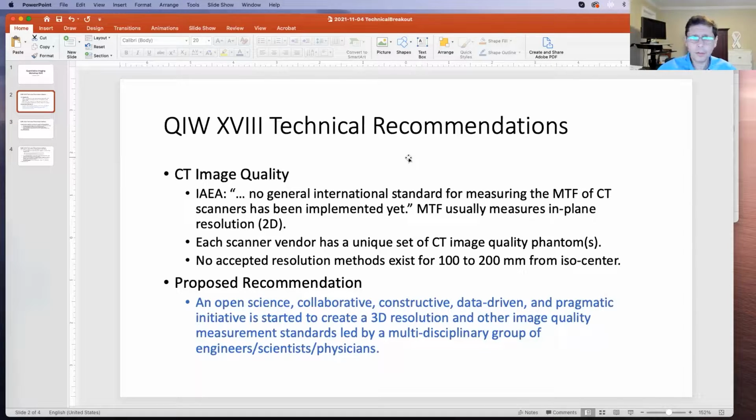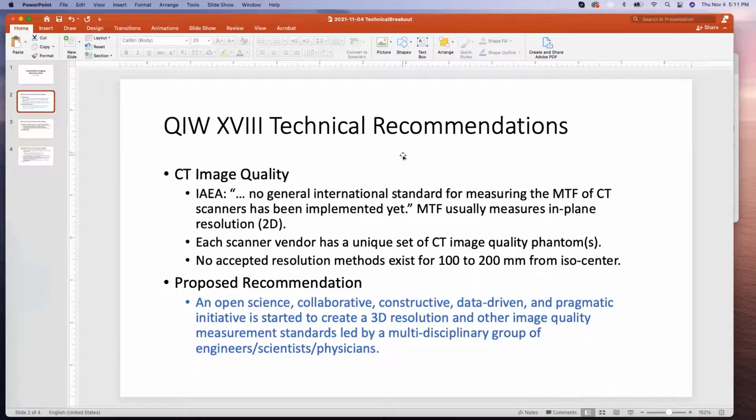Resolution wasn't the point. That wasn't the point. The point was to come up with a standard for measuring resolution.